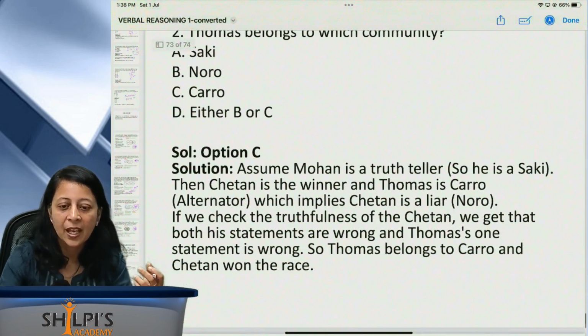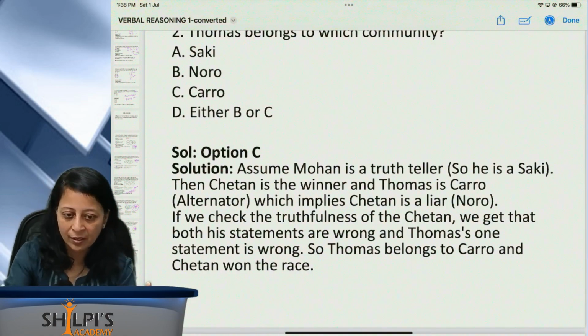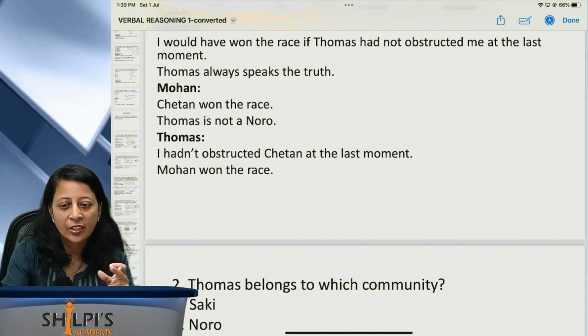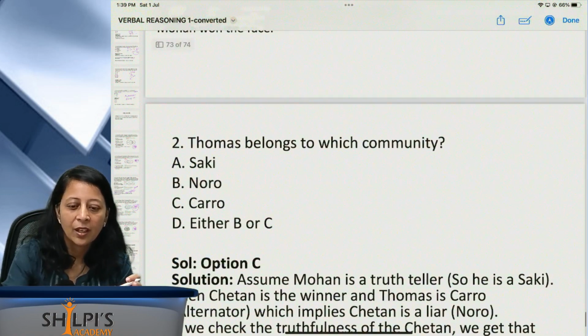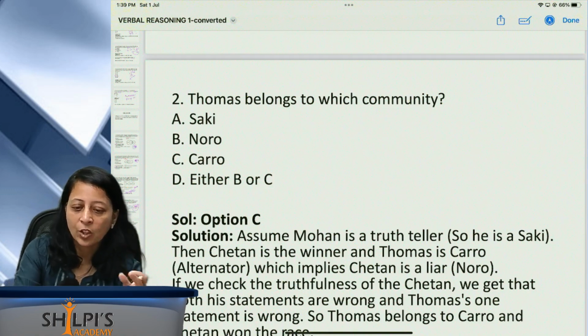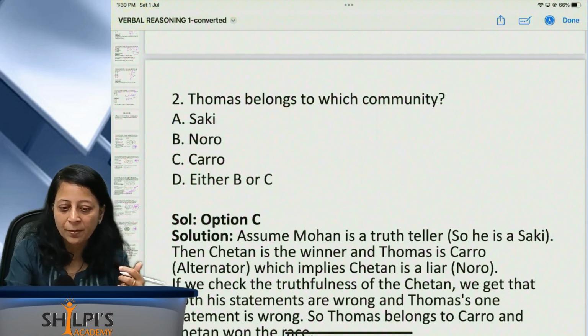Your option is C. Assume Mohan is the truth teller. He says that Chetan won the race, so he is a Saki. Then Chetan is the winner and Thomas is a Karo, because there is an alternation, which implies Chetan is a liar. Chetan is a Noro.